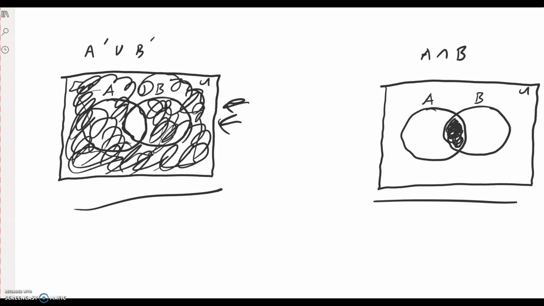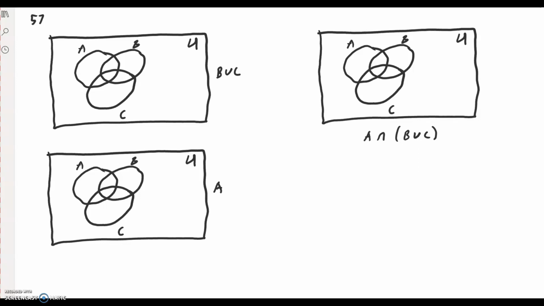In a sense, they're opposites. This is everything in the intersection. This is everything outside the intersection. So these are not the same shaded parts. In fact, they fit together to make the whole universe. So they're sort of complements of each other.